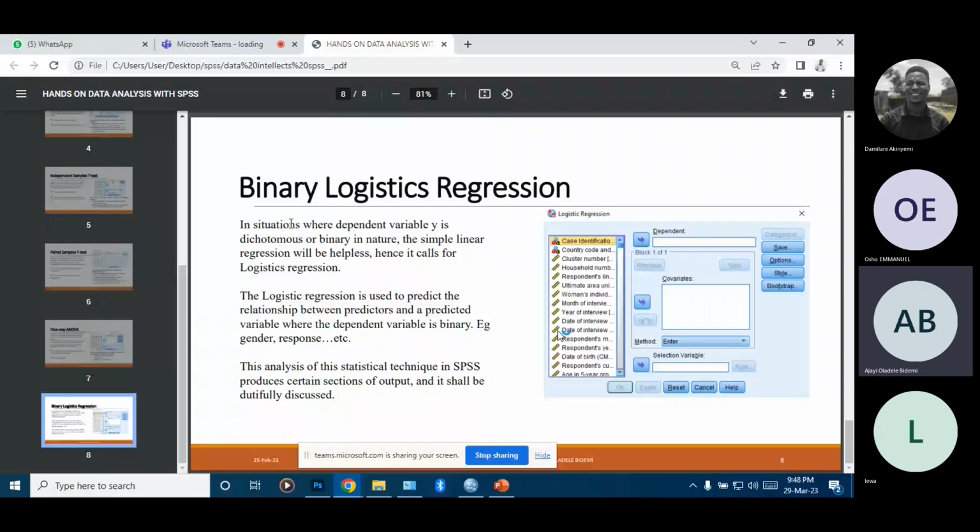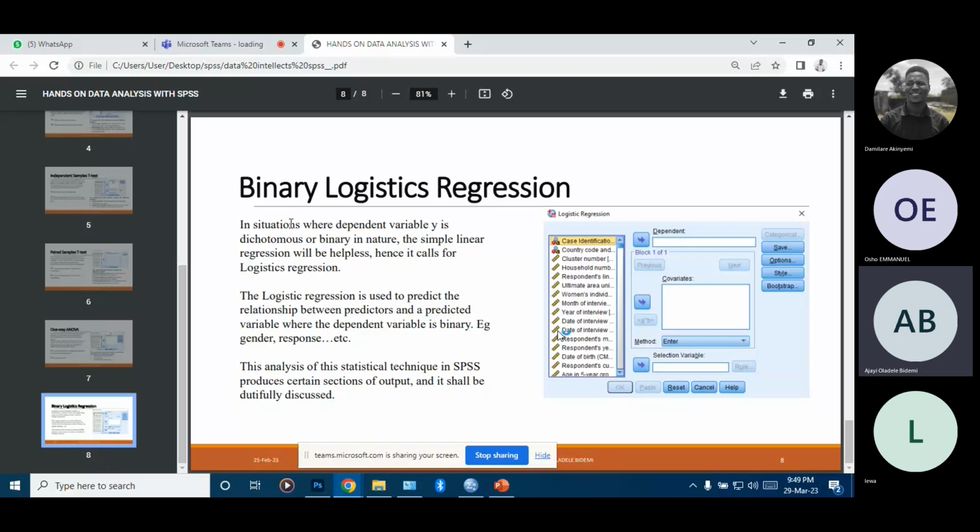Binary logistic regression is another type of regression, different from the linear and multiple regression that we used to do with the ordinary least square method. In cases of the linear and multiple regression that we used to do, the dependent variable is always measured on a continuous scale of measurement.